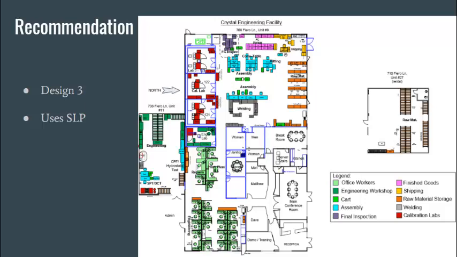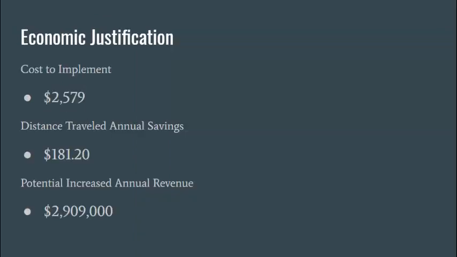This design incorporates the systematic layout planning method. From this design, it can be noted that significant space has been opened up in the warehouse as well as some space in the main production floor. The total cost of implementing this layout is $2,579. The annual savings for the reduction in the amount of distance traveled is $181.20.